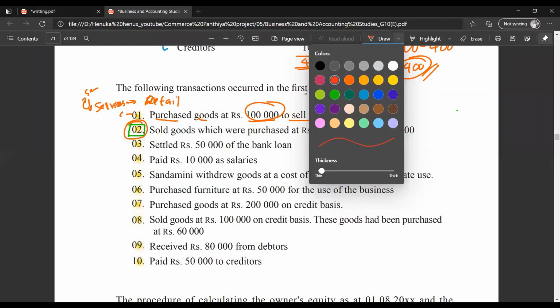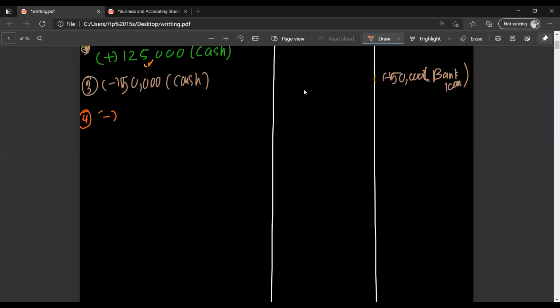So the fourth one is paid 10,000 as salaries. Salaries means 10,000 worth of cash would be decreased, and salary payments is an expense. Here I put 10,000 and wrote salaries. Okay, fifth one.